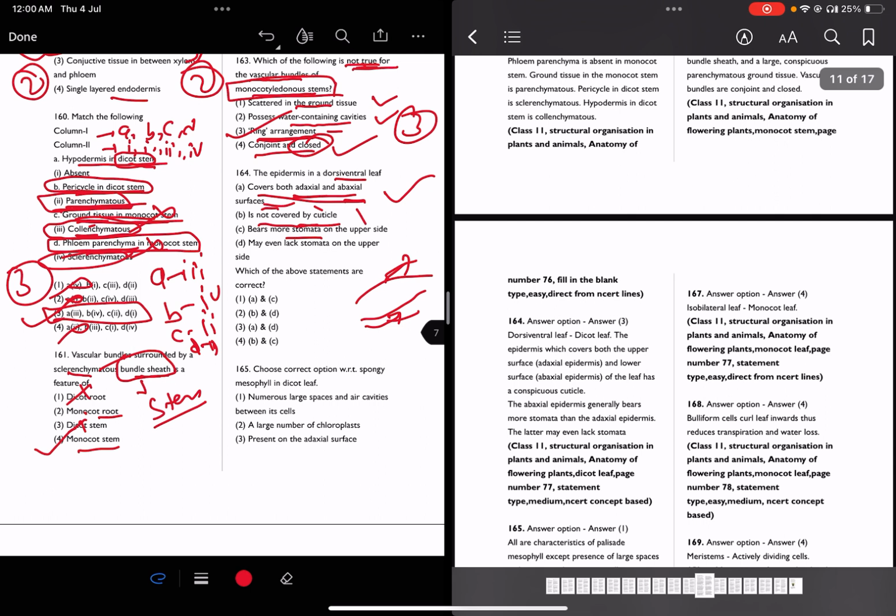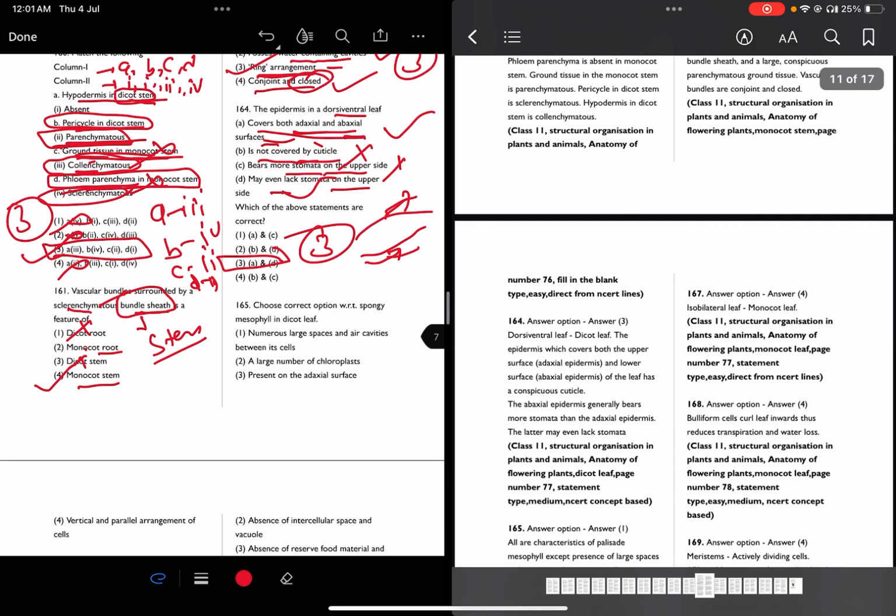It is not covered by cuticle. It is present on the adaxial surface normally. Bears more stomata on the upper side? On the upper side stomata are absent or few in number, so it may even lack stomata on the upper surface. So 1 and A and D is the answer. 3 is the answer. Now move ahead to question number 165.